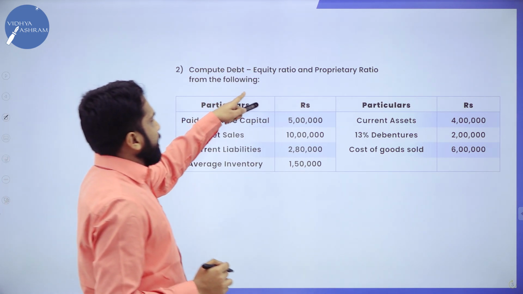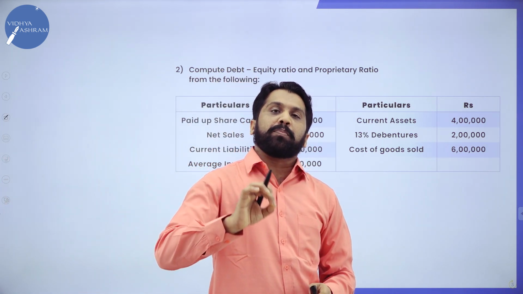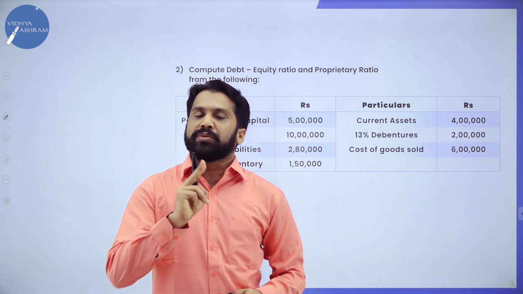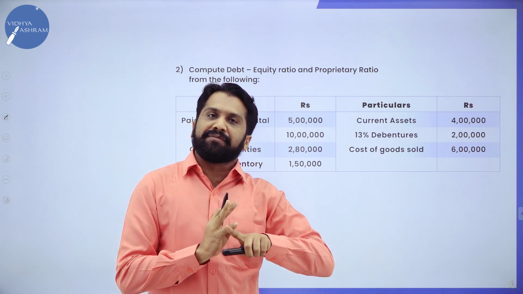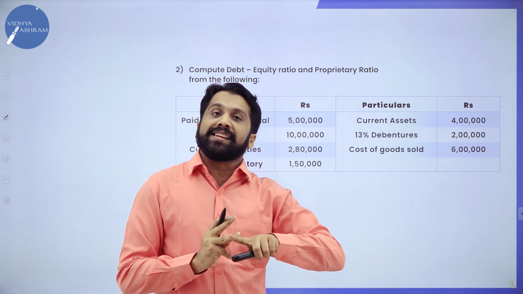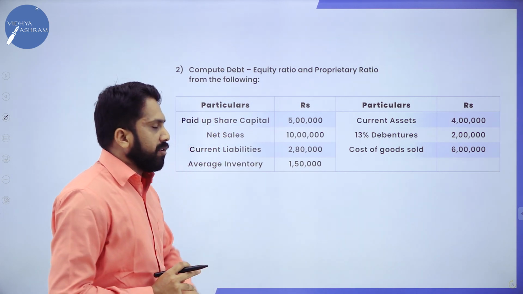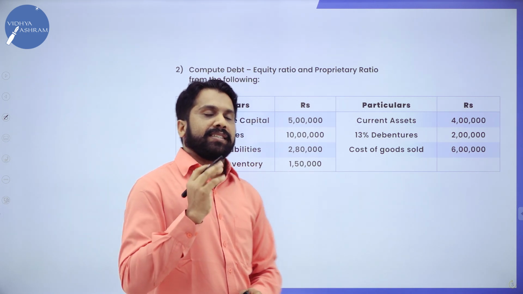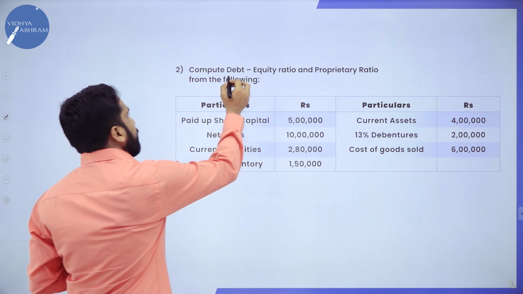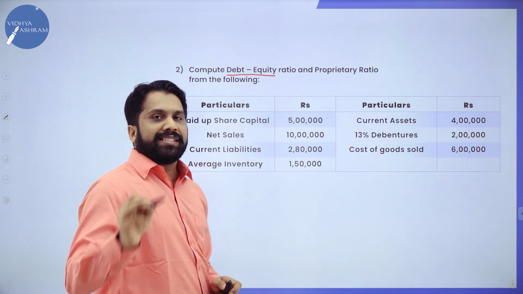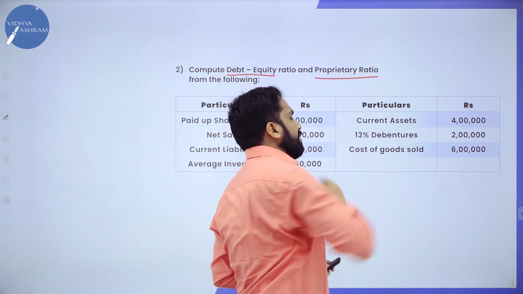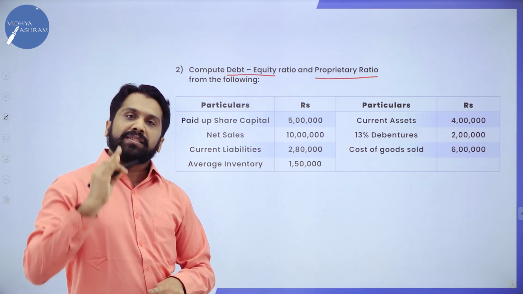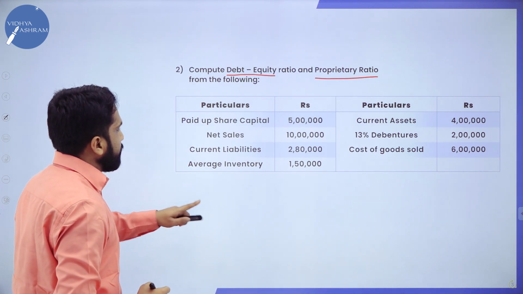Now, compute debt equity ratio and proprietary ratio. In this problem, we have to calculate two things. The first one is debt equity, and the second one is proprietary ratio. This kind of problem you will get for 6 marks because you have to find only two things. Debt means what? Long-term loan. Equity means what? We'll work that out, I'll tell you what equity is.